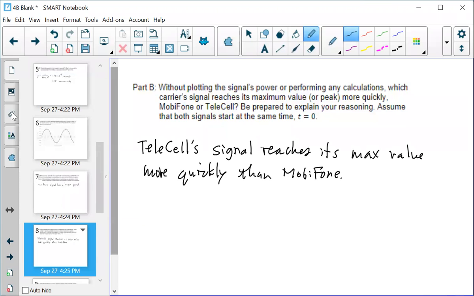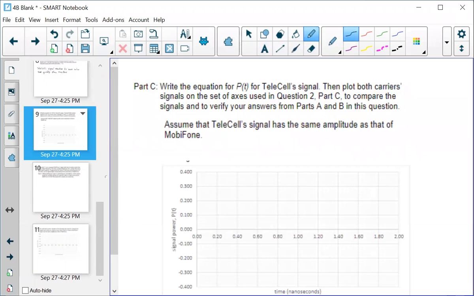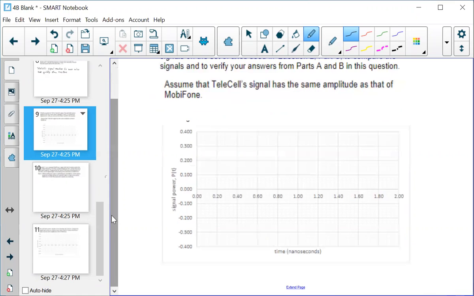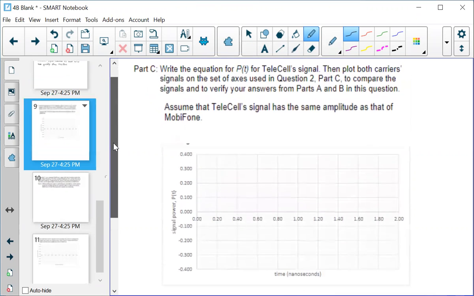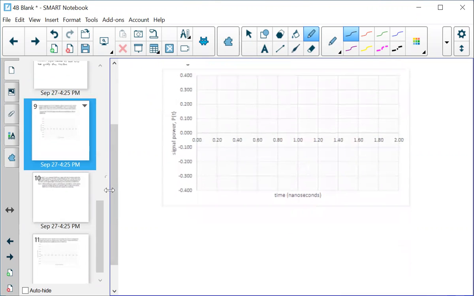Part C. Let's scroll these screens up again. Part C: write the equation for P of T for Telecell's signal, then plot both carriers' signal on the set of axes used in question 2, part C. I'm going to scroll this down a bit and make it a little larger, so we can see the graph here, and I can write underneath of this.